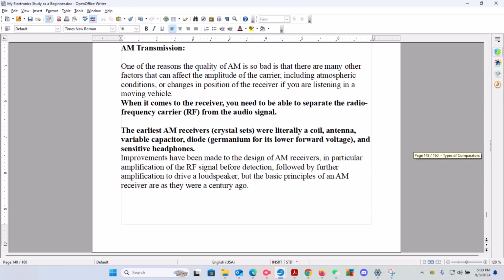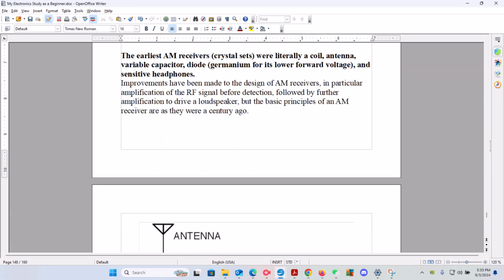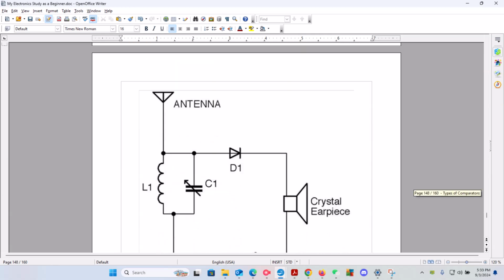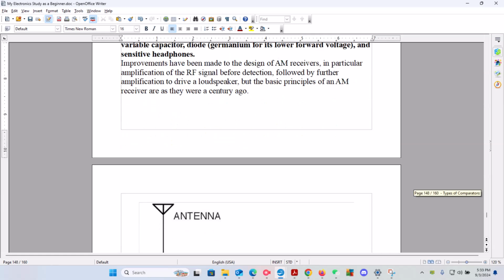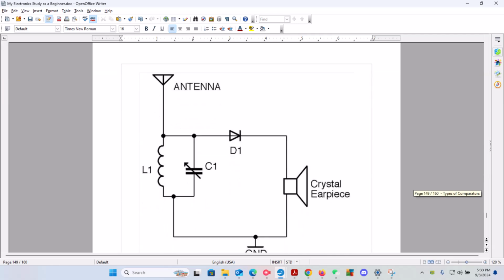Improvements have been made to the design of AM receivers, in particular amplification of the RF signal before detection, followed by further amplification to drive a loudspeaker. But the basic principles in an AM receiver are as they were a century ago. So that's a quick primer on the history, and there hasn't been much of a difference in the AM signal.